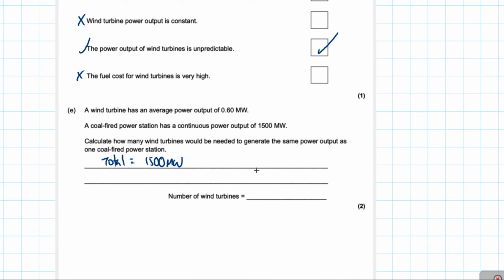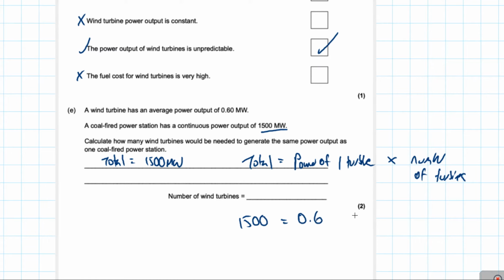Now, if you're struggling to work out whether you need to multiply or divide, you can set this up as a bit of a mathematical formula. We know that our total is equal to the power of one turbine times the number of turbines. So if you've got 2, then you're obviously going to have 2 times the power, etc. So in our case, we know the total we want to get is 1,500. We know the power of 1 is 0.6, and we need to times the number, which we're going to call n.